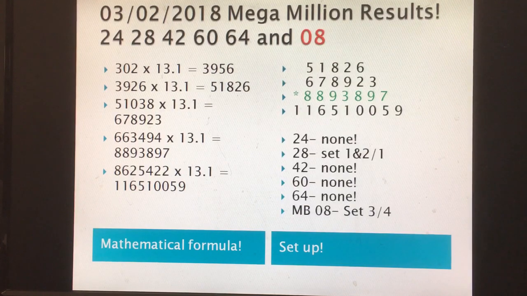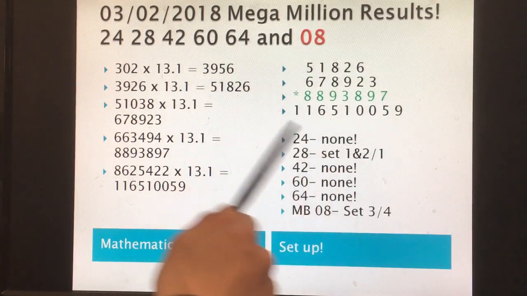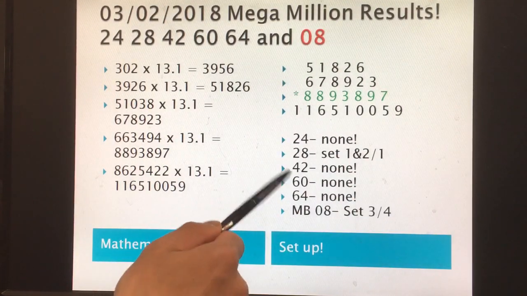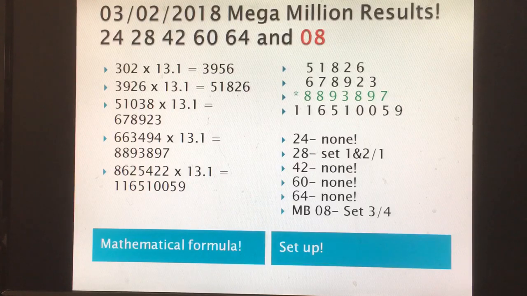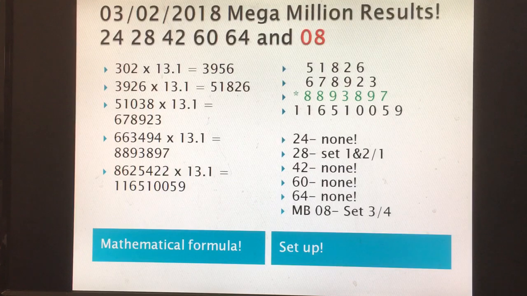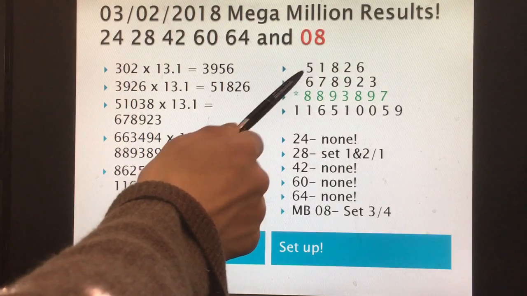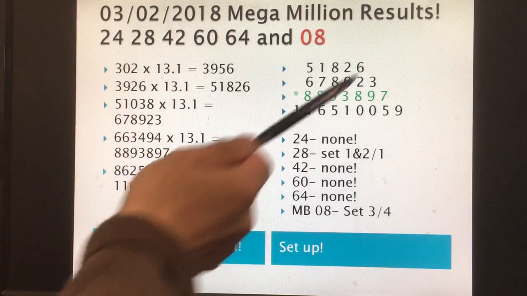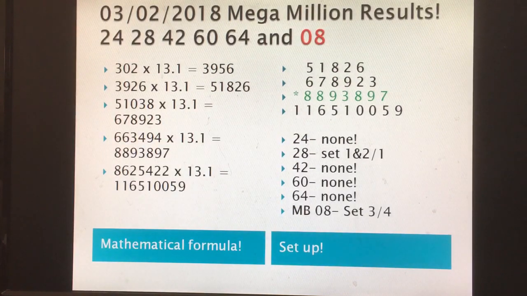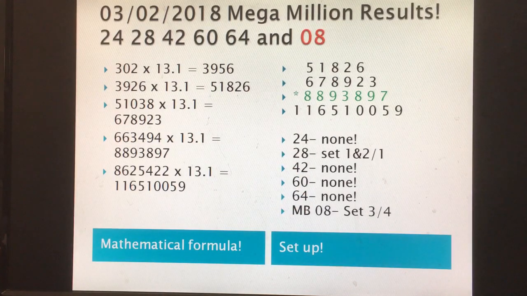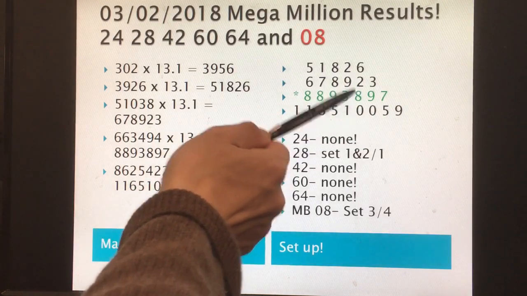And after you do that, here's your setup. And as you can see, 24, 42, 60, and 64 are not on the board. But 28 is from set 1 and 2. You have 28, and then also from set 1, 28. Also from set 3 and 4, 28. And the Megaball 8 is from set 3 and 4. So Megaball 8.